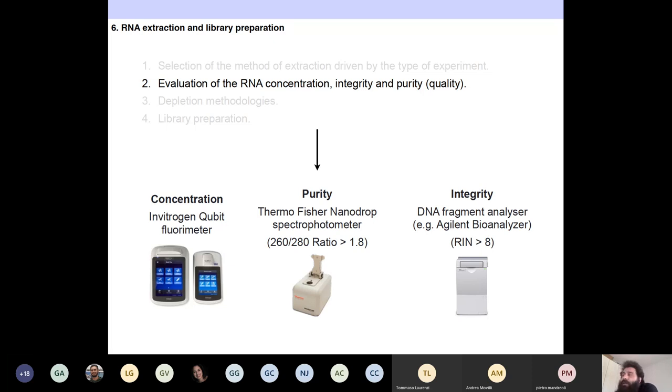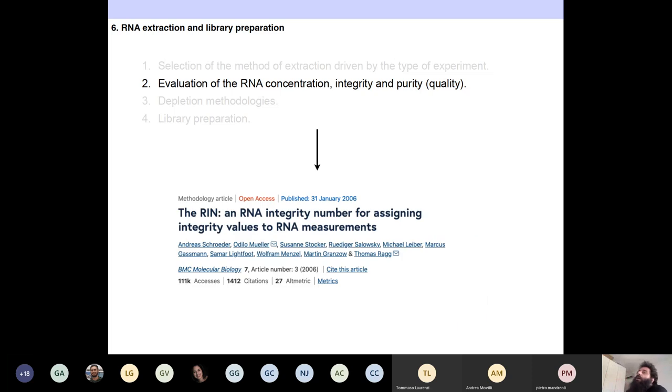And then for the integrity, you need to use an RNA fragment analyzer. There are several ones. And the RIN value, that is the ratio between the two ribosomal RNAs before you deplete them, needs to be 8 or more. Okay, so that is also an important thing. We have a fragment analyzer also in the department, so you need to use one of them. If you are interested in the RIN values, please check this publication. It gives you a really good reasoning about why it is a good method to evaluate integrity.